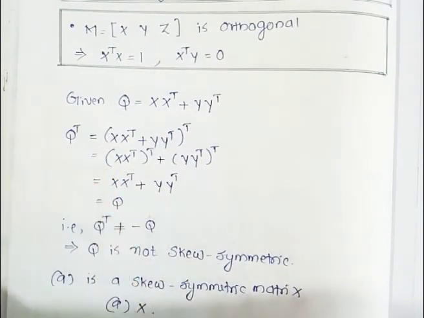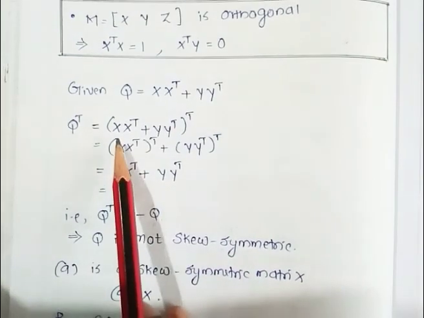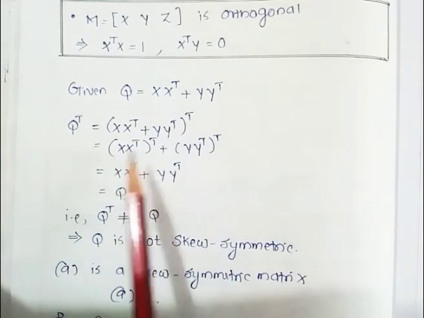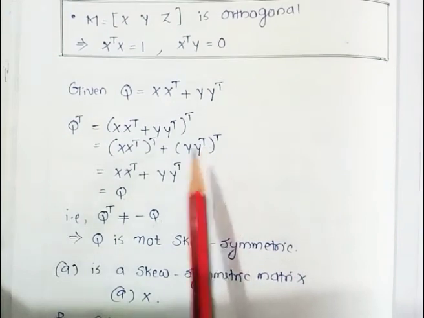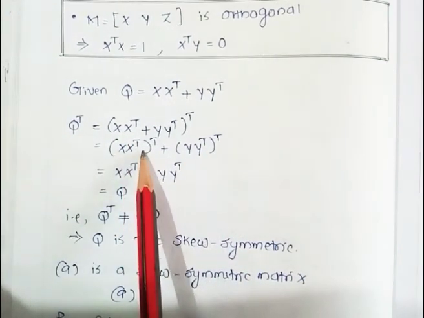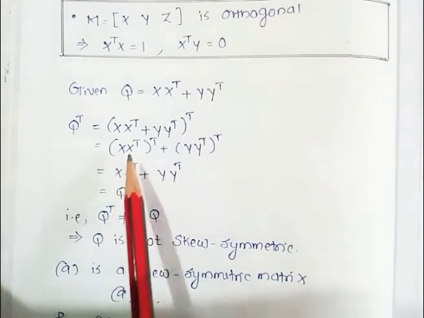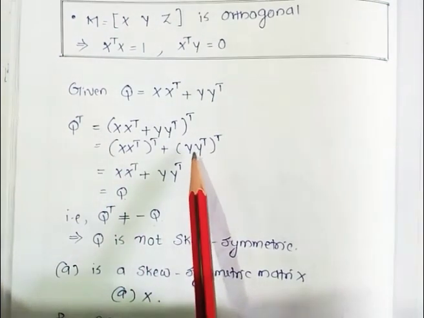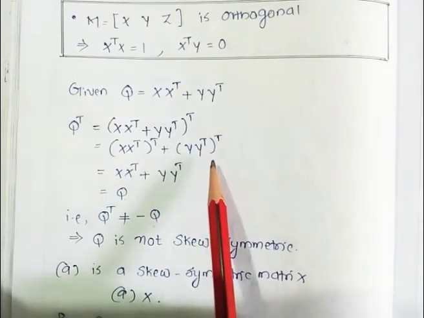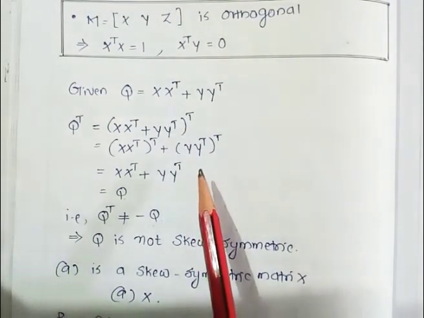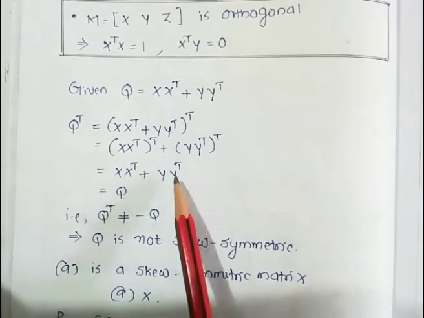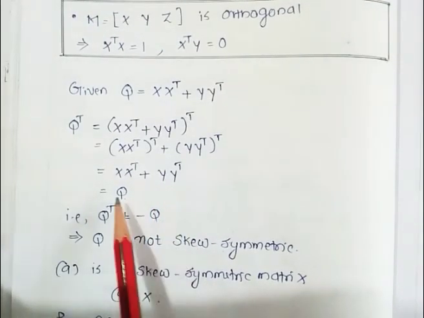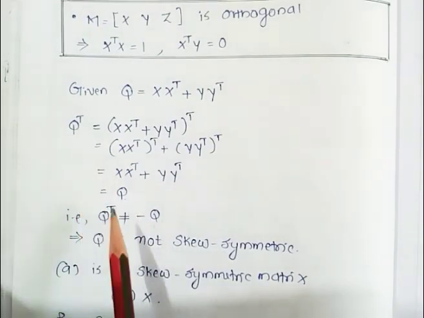For that we are first finding Q transpose. So we have Q transpose is equal to (X X transpose plus Y Y transpose) all transpose, which is equal to (X X transpose) all transpose plus (Y Y transpose) all transpose. So this becomes (X transpose) all transpose into X transpose. (X transpose) all transpose becomes X, so this term will be equal to X X transpose. And here it becomes (Y transpose) all transpose into Y transpose, and we have (Y transpose) all transpose equal to Y, so that term becomes Y Y transpose. That is, we get Q transpose is equal to X X transpose plus Y Y transpose, that is equal to Q.